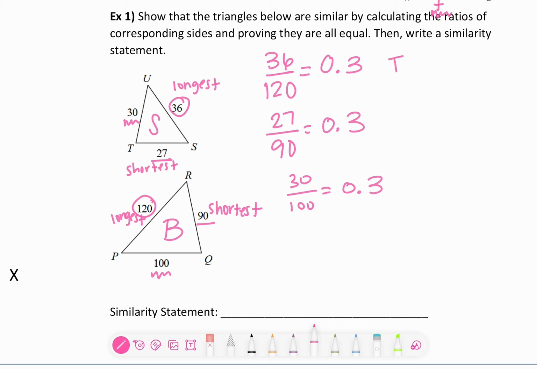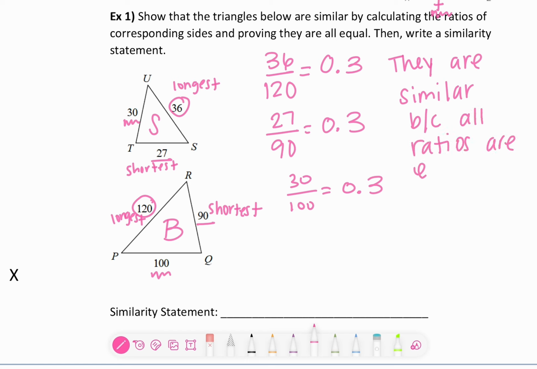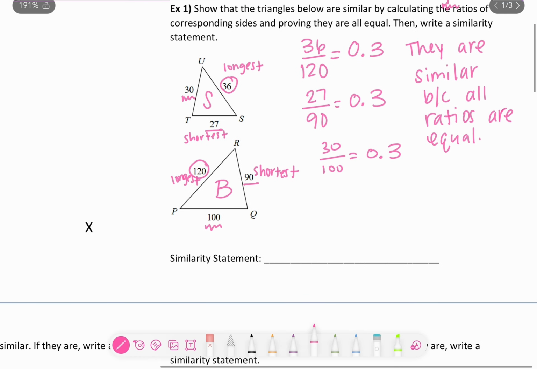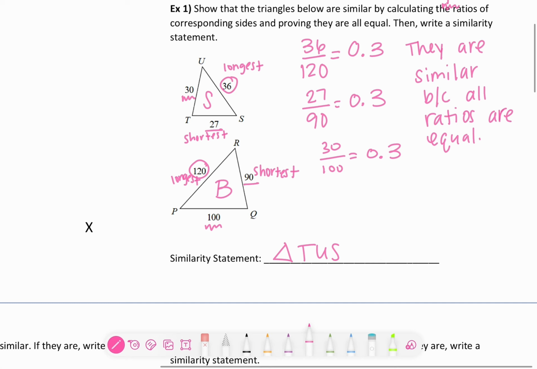So they are similar because all ratios are equal. Okay, all ratios are equal. Now our similarity statement. It doesn't matter how we write our first triangle. We can write it any way we want. So triangle, I'm just going to write TUS for the one on top, is similar to triangle. Don't forget the second triangle. A lot of people forget that. Okay, don't forget that. So triangle TUS is similar to triangle.